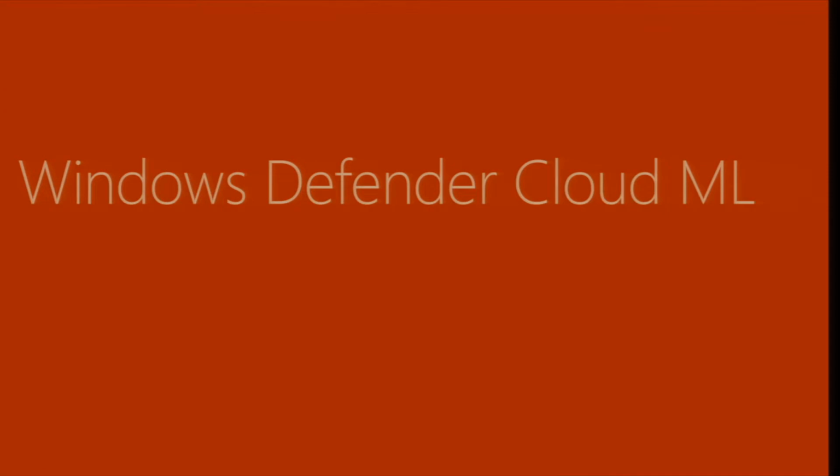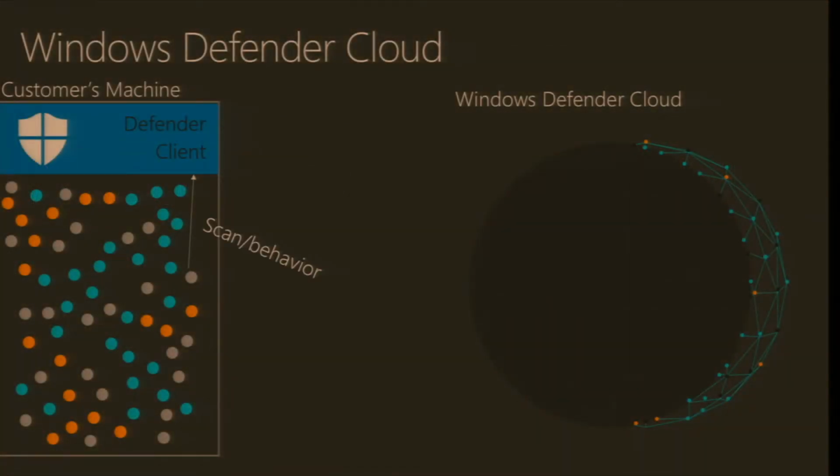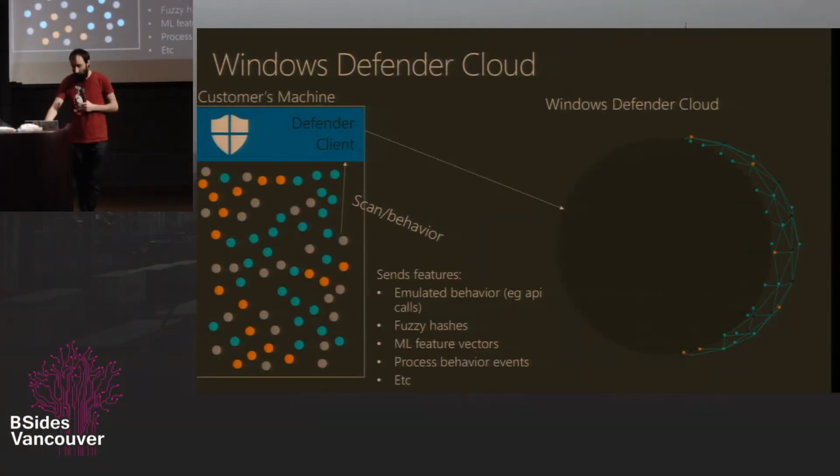Now, to get into the machine learning side of things, I first need to describe a little bit about how our main machine learning application works in Windows Defender. The bulk of our machine learning protection exists in the cloud. So when a client here on the left initiates a scan against a file or a behavior, we actually ask the cloud for a machine learning decision.